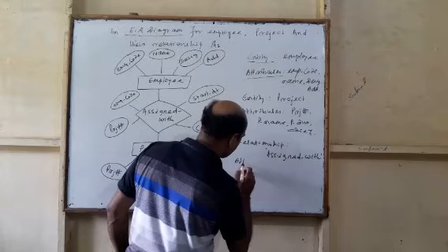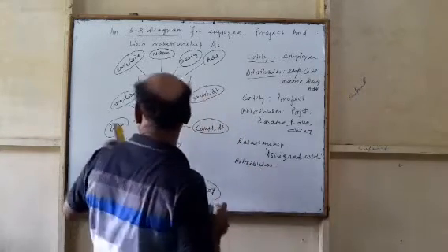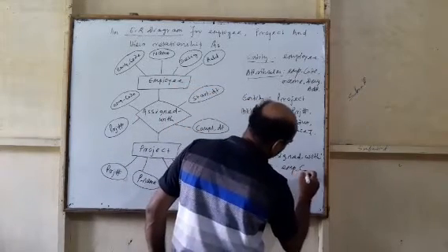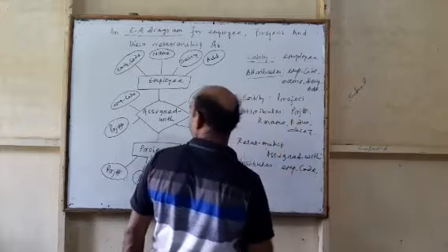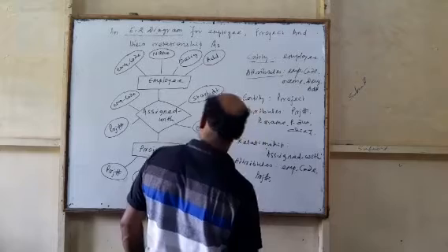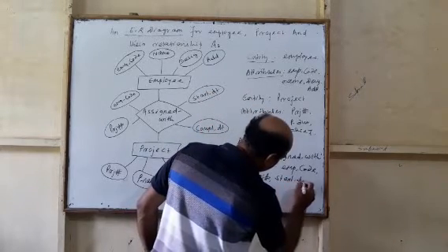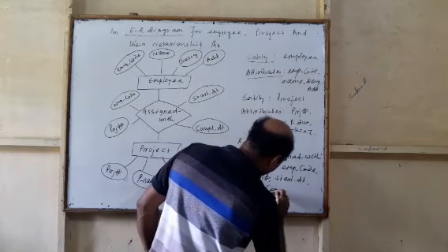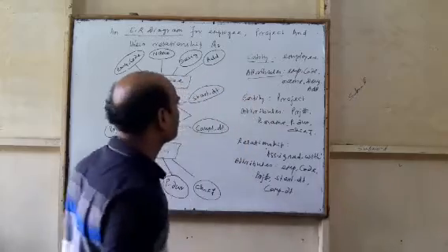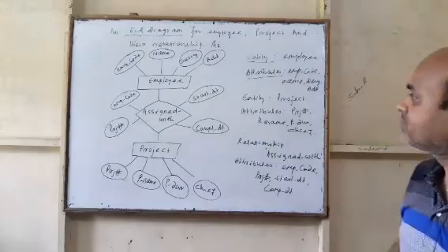Attributes are employee code, project code, and I have written here start date, completion. This is the complete ER diagram.